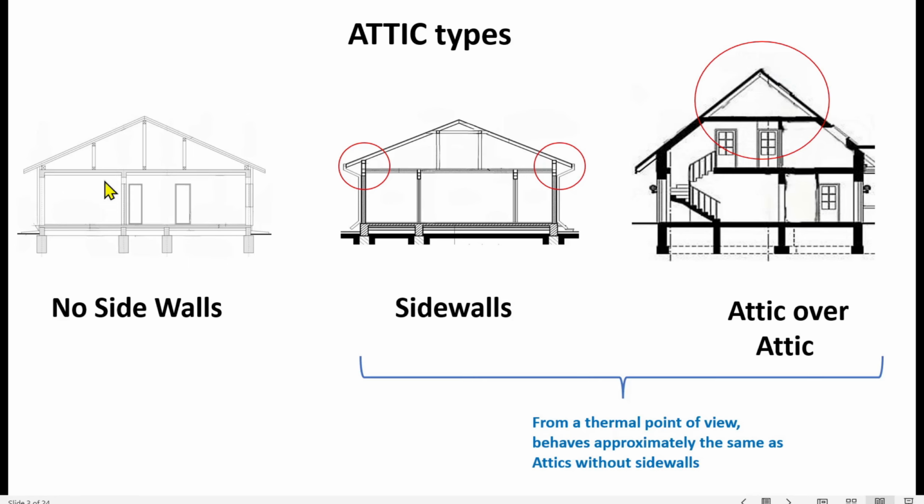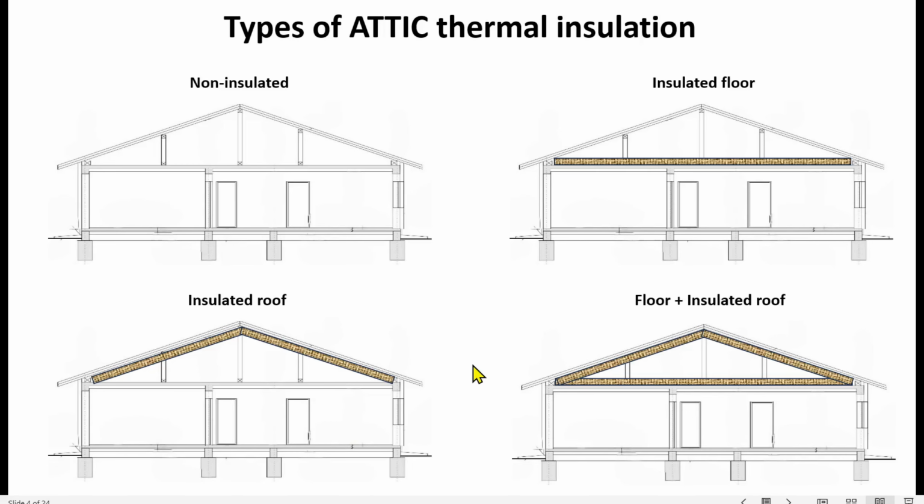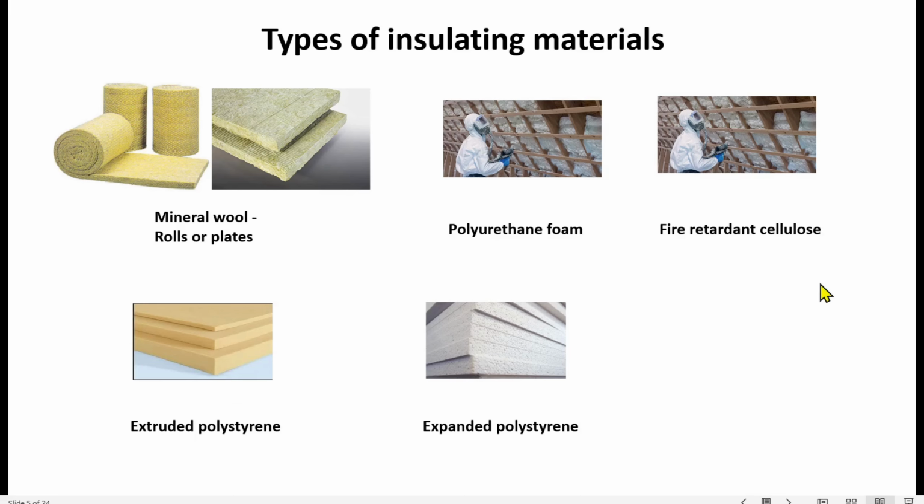Attic types: no side walls, with side walls, or attic over attic. From a thermal point of view, it behaves approximately the same as the attics without side walls. Types of attic thermal insulation: non-insulated, insulated floor, insulated roof, and insulated floor plus insulated roof.